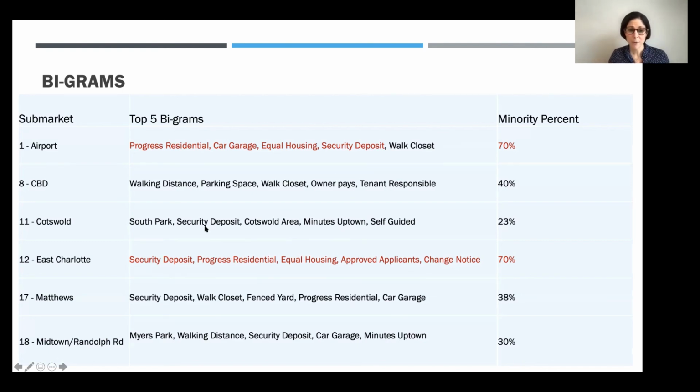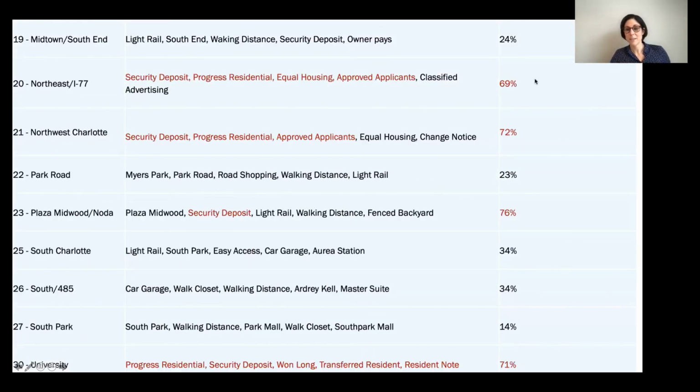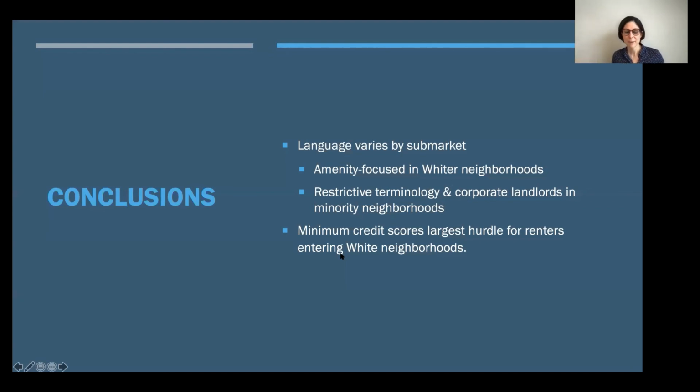And then in the wider neighborhoods, we tend to see more desirable amenities: walking distance, a walk-in closet, minutes to Uptown. Let's see the other one. So again, in the minority neighborhoods, we tend to get Progress Residential, approved applicant, security deposits. All of these restrictive things, and the other ones: light rail, easy access, car garage, the station, and so on. So that was his contribution to all of this.